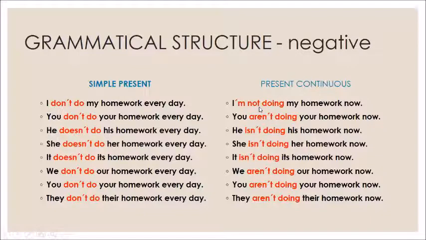I'm not. Remember that for the first person, we can use only this contraction between the verb to be and the subject. We cannot contract the particle not with the verb to be. With the other persons, we can contract the verb to be with the particle not. And in this case, we have aren't and isn't.